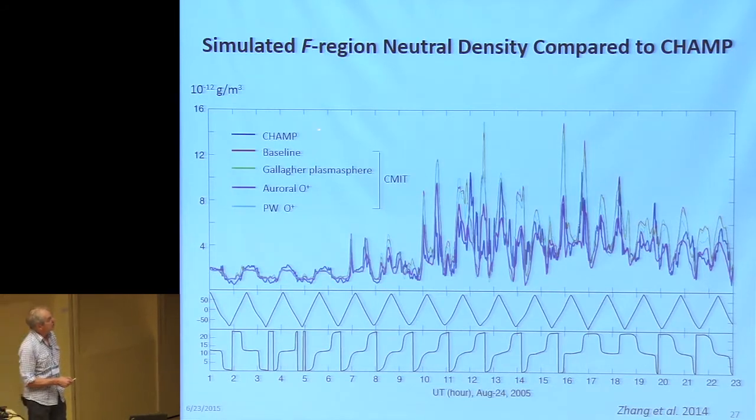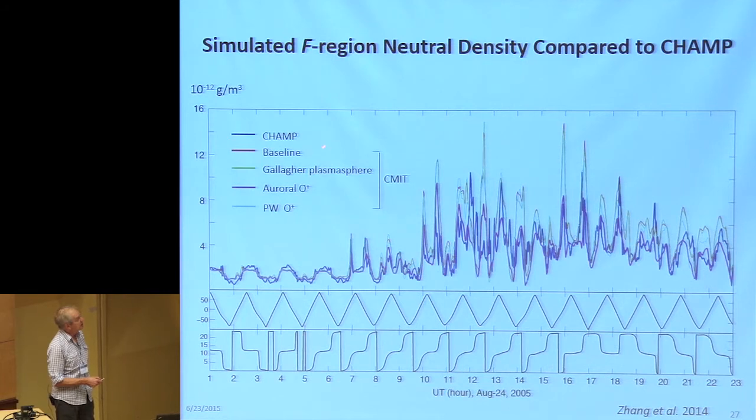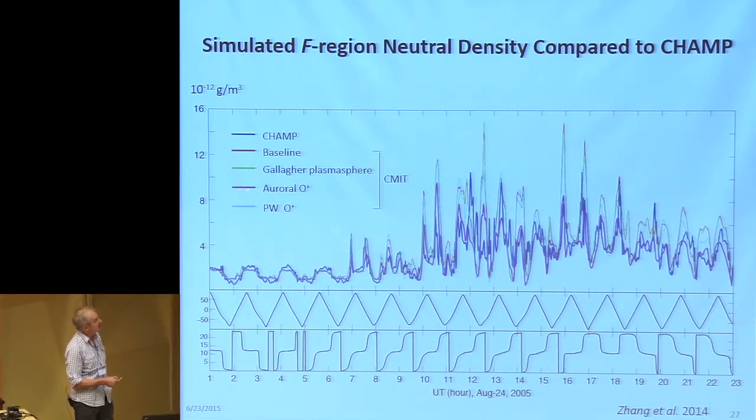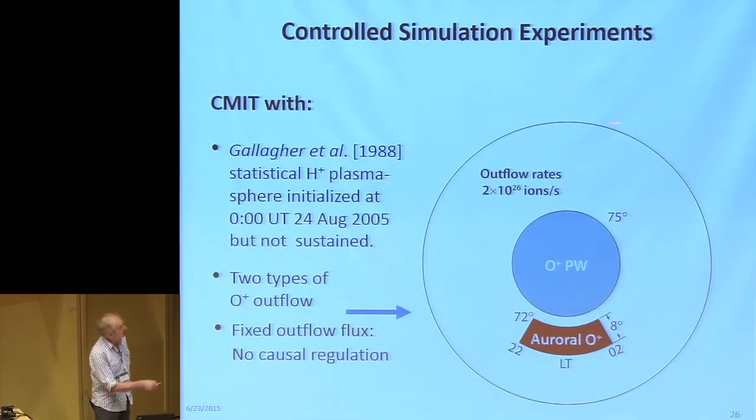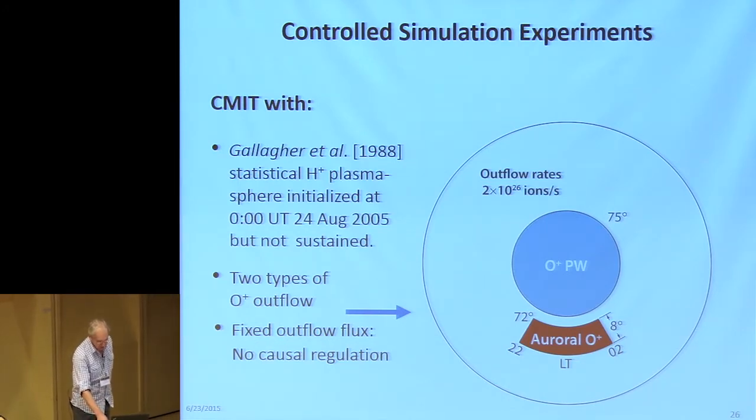So here we have CHAMP in blue again. Baseline, this is the same time series that I showed earlier without any outflow. The green line is if you include only a Gallagher plasmasphere, the kind of, I don't know what color that is, purple, auroral O+, and polar wind O+. And I should just mention that these outflow rates are consistent, at least statistically, with estimates of what the hemispherically integrated number of ions flowing out is.